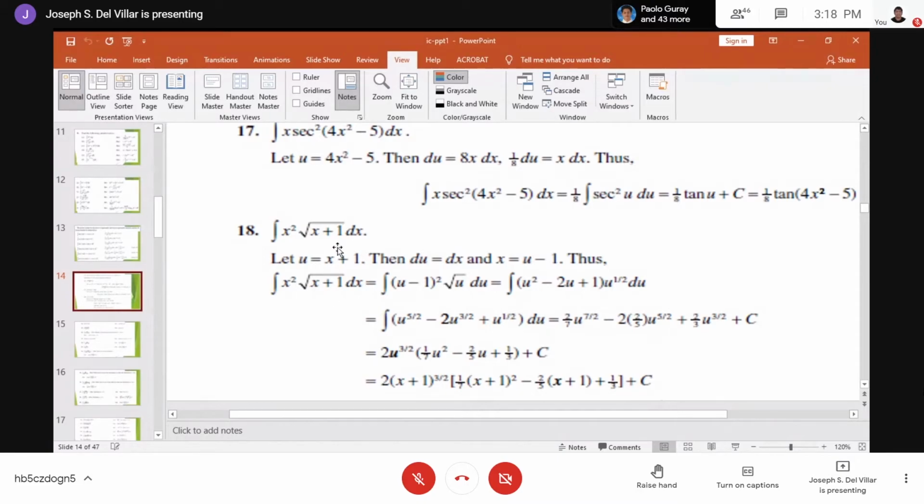Tapos, i-substitute nyo na to. Yung u, instead of u, gawin yung x plus 1. Okay? So yun lang, and ito na yung pinaka-answer. Ito 4/5. Okay? 4/5 times x plus 1 raised to the 5 halves.